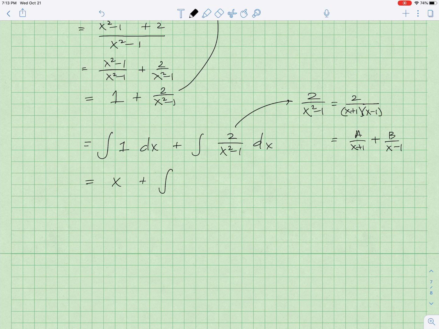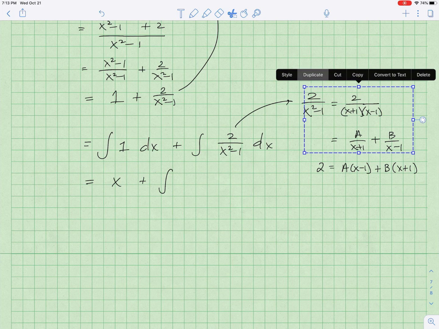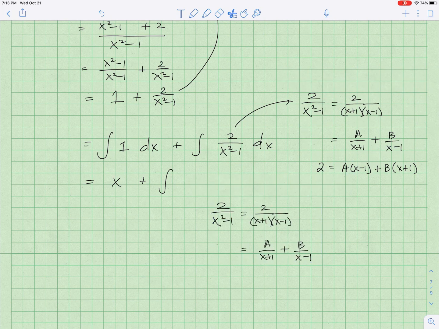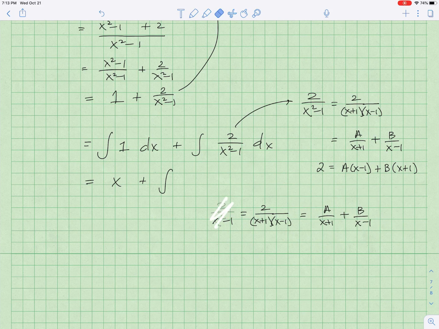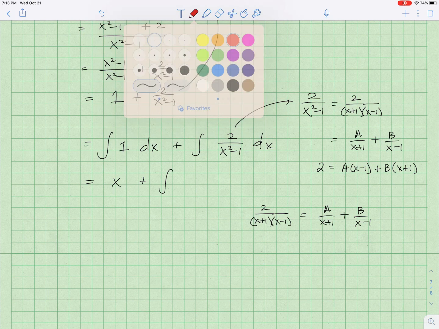And we need to figure out what a and b are, so let's do that. If we multiply through by the common denominator, we'll get 2 is equal to a times x minus 1 plus b times x plus 1. Again, what I have done there is I have taken this expression and I have multiplied through by the common denominator to eliminate the fractions.